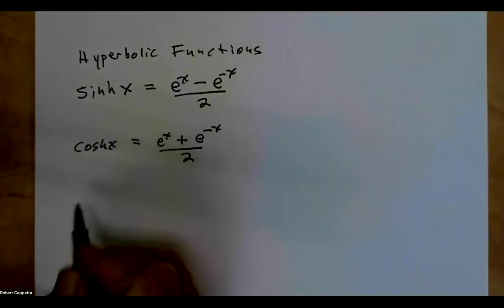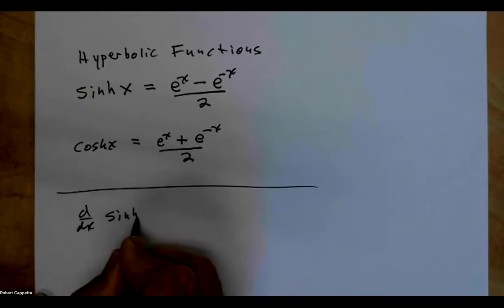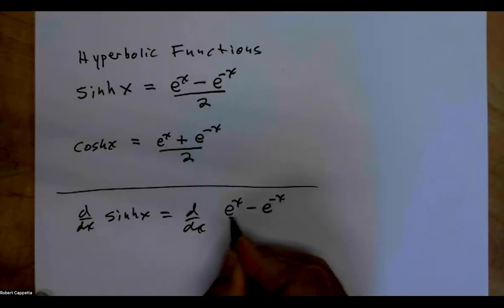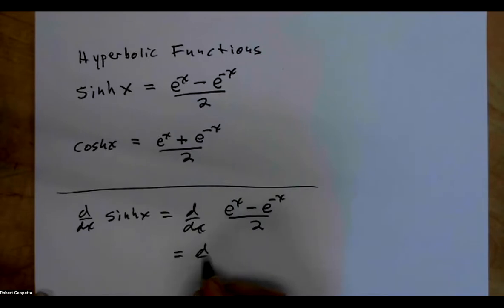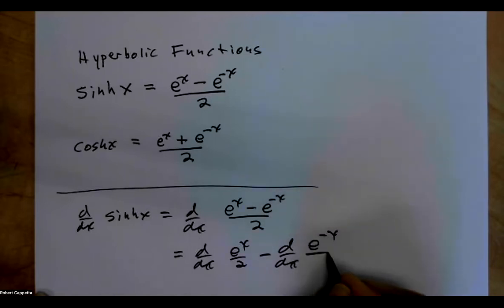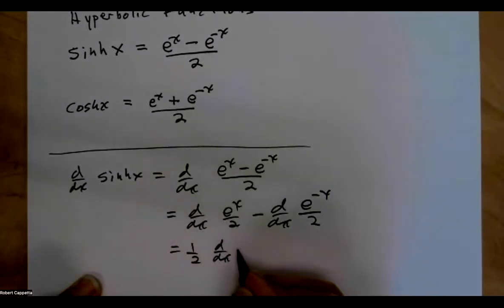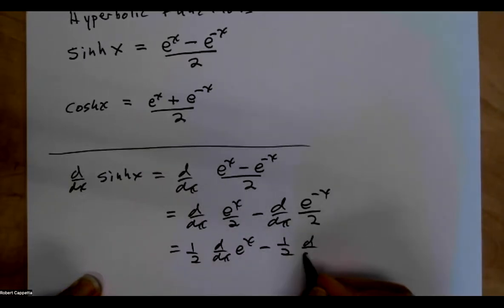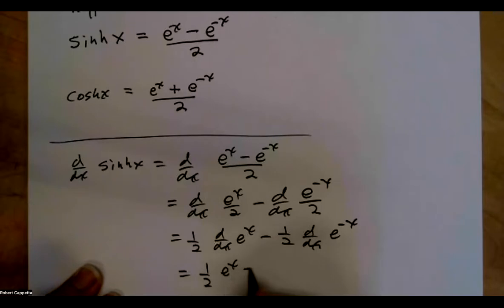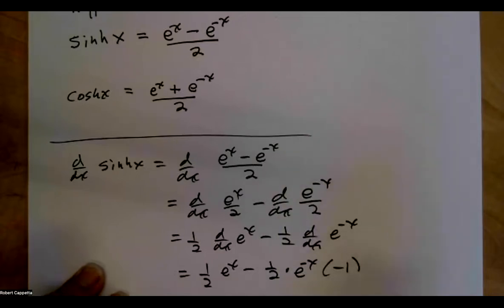And we want to prove some basic facts. Let's first look at the derivative of sinh. What is the derivative with respect to x of sinh x? That would be the derivative with respect to x of e to the x minus e to the negative x over 2, which would be the derivative of e to the x over 2 minus the derivative of e to the negative x over 2, which would be 1/2 derivative of e to the x minus 1/2 derivative of e to the negative x. What do we get? We get 1/2 e to the x minus 1/2 times the derivative of e to the negative x. The derivative of e to the something is e to the something times the derivative of the something, so e to the negative x times -1.